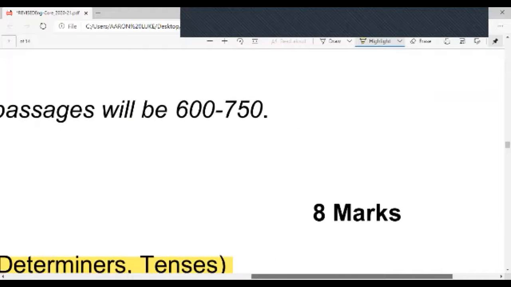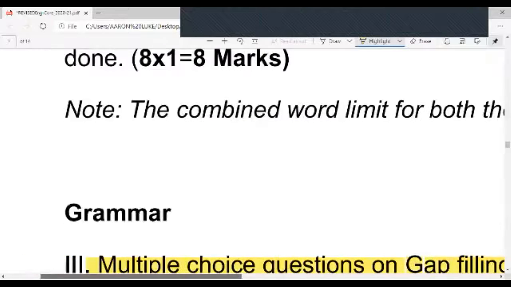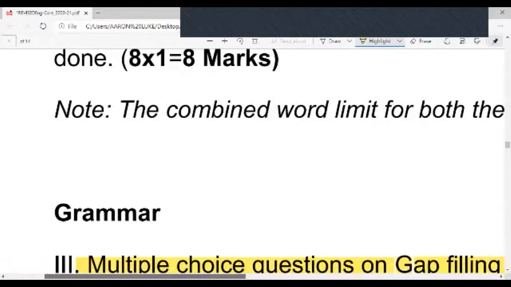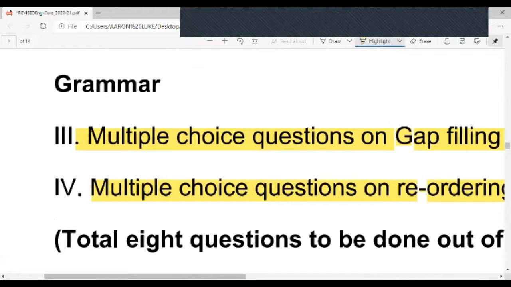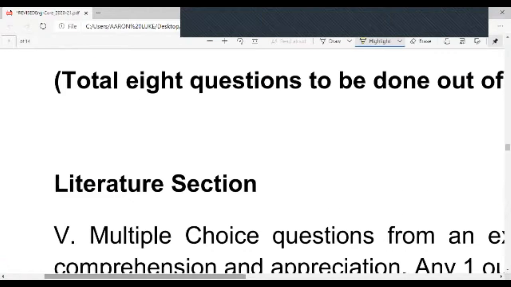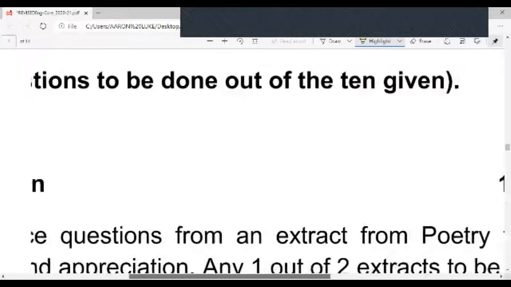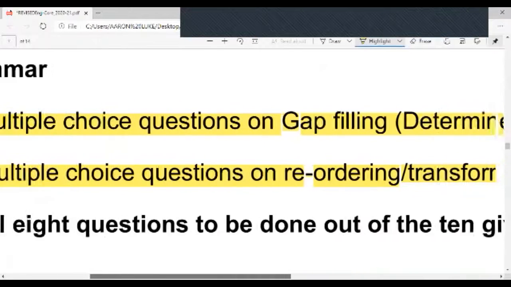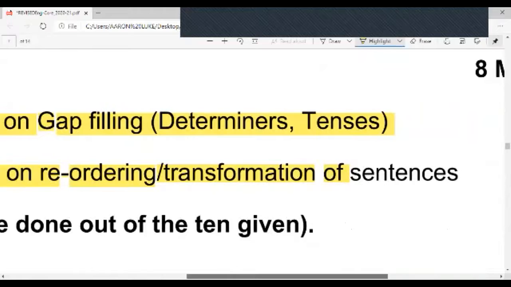Children, tell me how many marks you will be asked on grammar? 8 marks, which is further divided into 2 questions of 4 marks each. So a total of 8 questions to be done out of 10 given. You will be given 10 choices there, out of which you have to write 8. Please write the bracket below. I mean 5 questions here and 5 questions here, out of which you will have to write 4 plus 4, 8 questions.